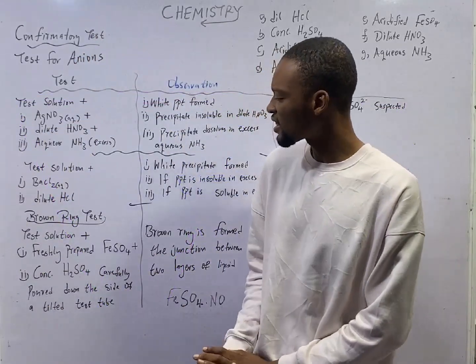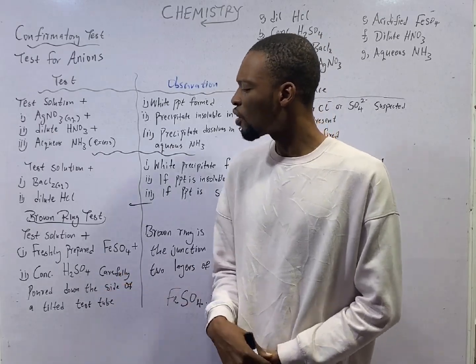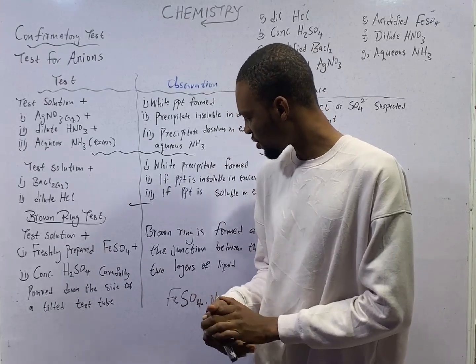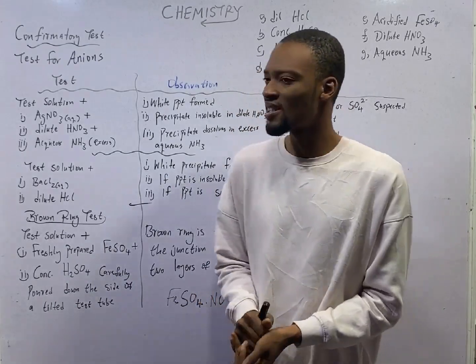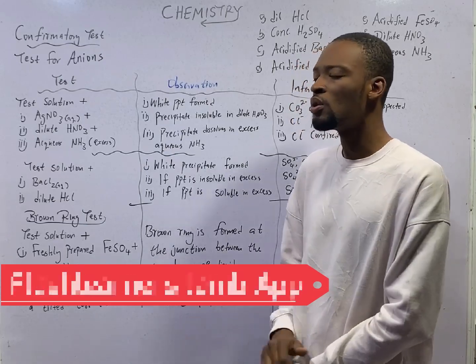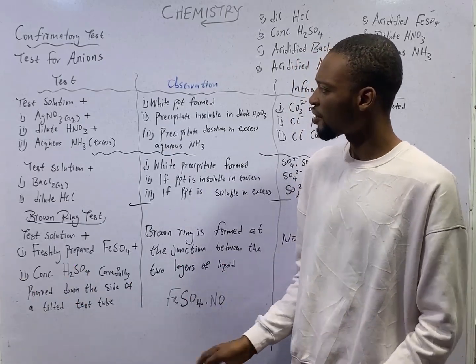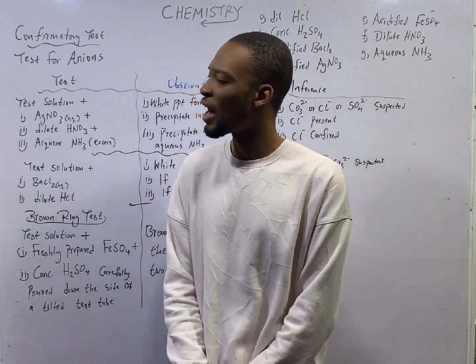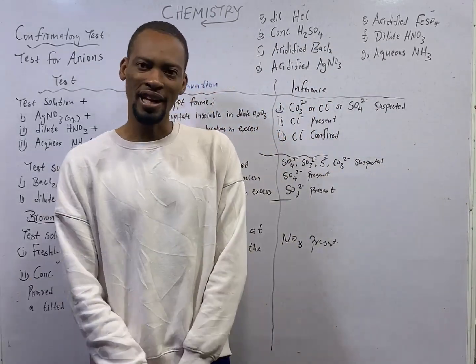In a brown ring test, the FeSO4 must be freshly prepared to avoid oxidation. And the brown ring is as a result of the presence of FeSO4.NO. This is what forms the brown ring. Ladies and gentlemen, test for cations, test for anions, and test for gases.